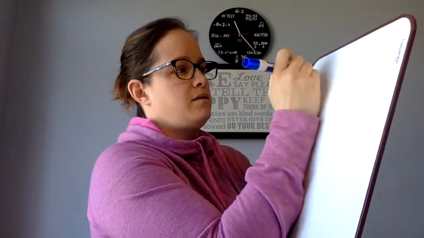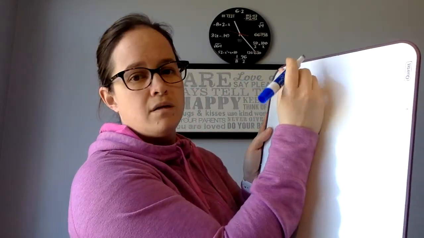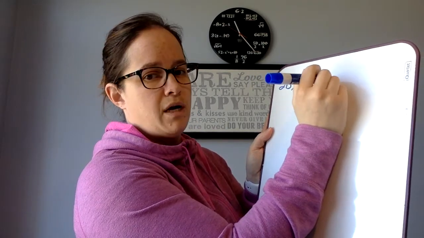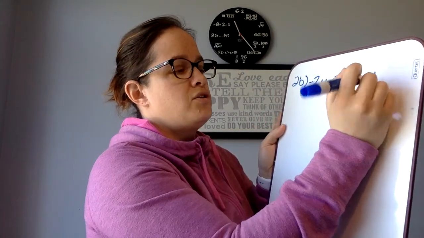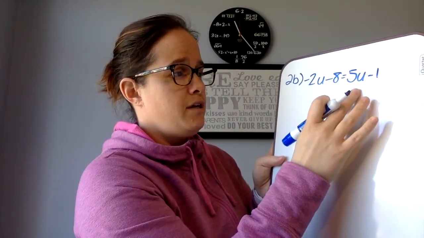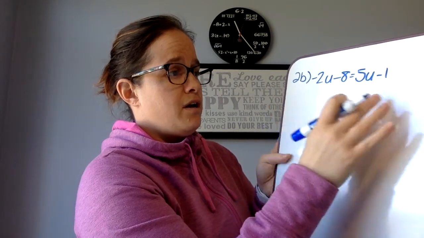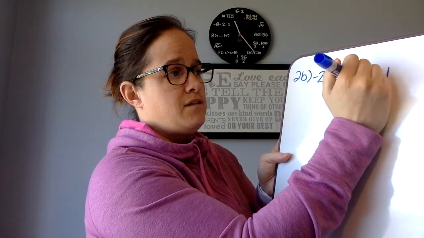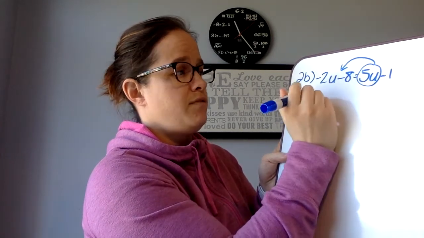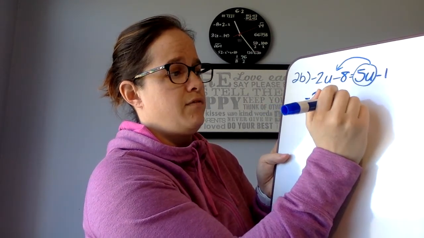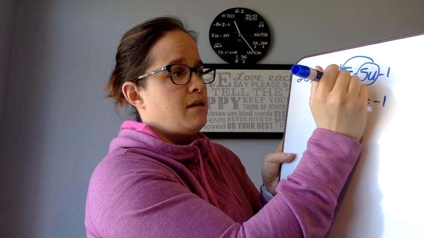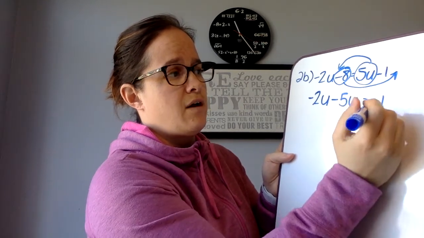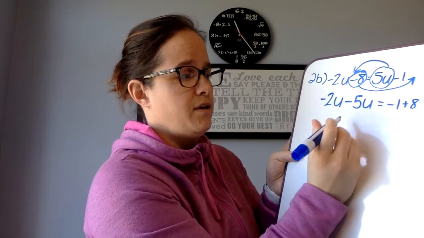Okay, question 2B says negative 2u minus 8 equals 5u minus 1. So this is where we want to put all of the variables to one side and all the constants to the other side. So I'm going to take this 5u and send it over. It's positive here, so I'm going to make it negative here. I've already got my negative 1 here, but then I'm going to take this negative 8 and send it that way. It's negative here, so it becomes positive here.